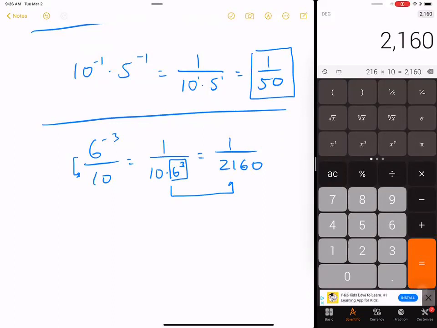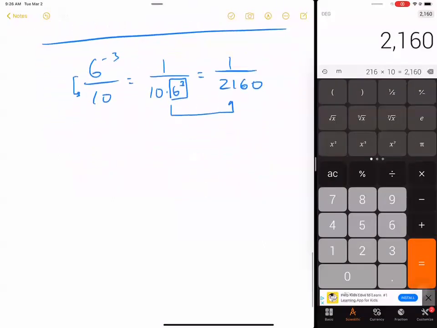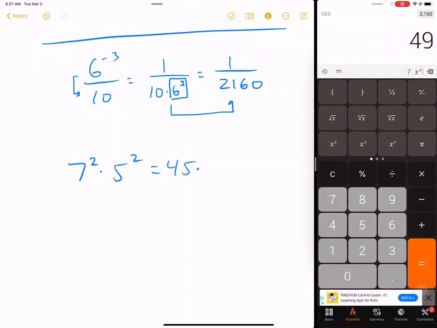Now, here's our last question. What if I end up with just a bunch of numbers? What if I write 7 squared times 5 squared? Well, on your calculator, since there are no negative exponents here, we're just going to take it as it is. 7 squared is 49 times 5 squared is 25. And then you're going to multiply those two numbers together. 49 times 25. Since the bases are not the same, we treat them separately, right? That's really, sorry, not 45, 49.